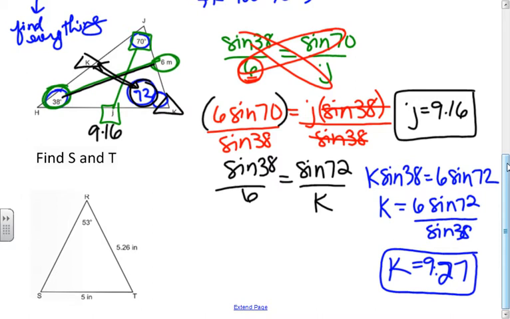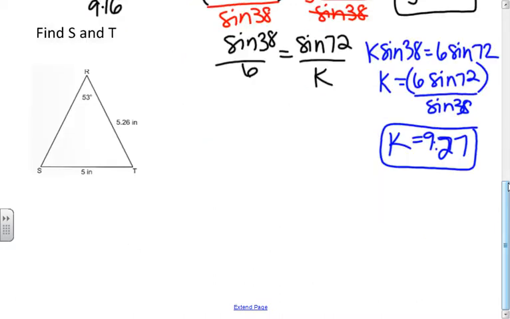If you are not getting these values when you use your calculators, check that your calculator is in degrees, and then check your order of operations. And if you're still having trouble, see your teacher. But these two need to be multiplied first. 6 times sine of 72, I recommend hitting enter, then divide by sine of 38.